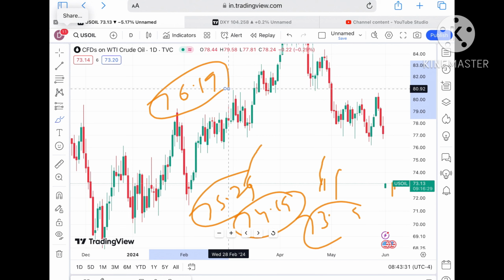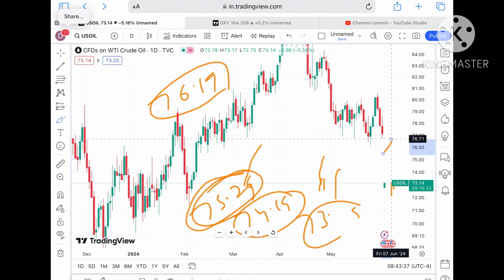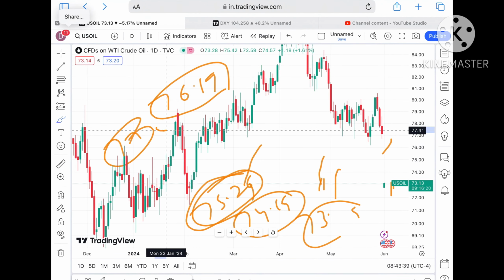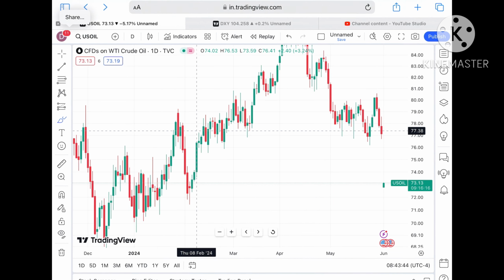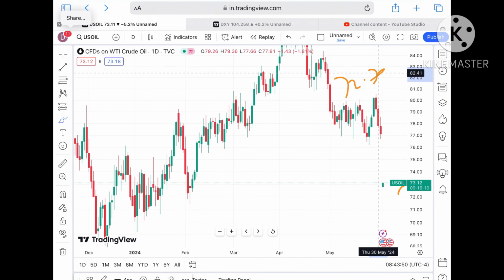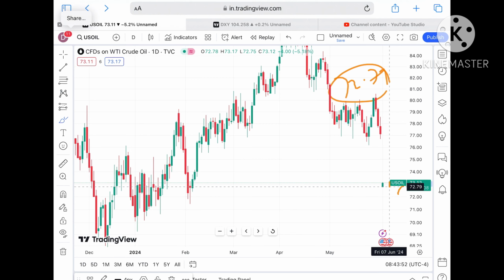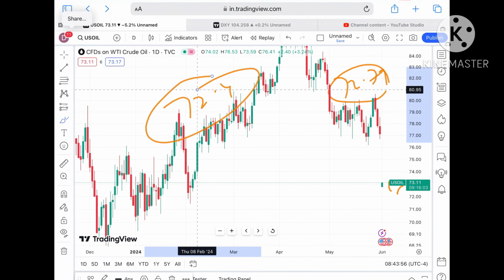towards 76.19. After crossing this level, it can go towards 76.77, and then it will touch a level of 77, and then a further upside we can see. But if the price doesn't sustain, it can come down towards $72.79. If the price falls below that zone, we will see a level of 72.4.